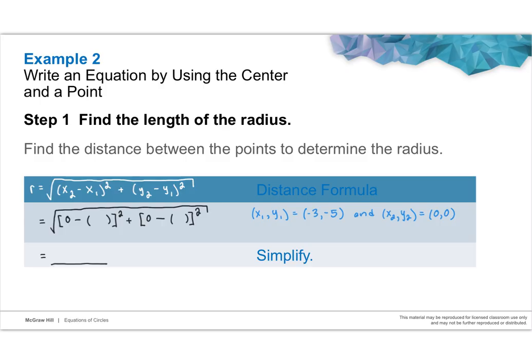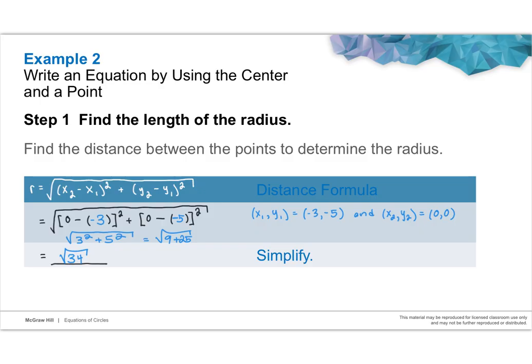So I'm going to put in 0 minus -3, and then 0 minus -5. And each of those is going to be squared. So we would have the square root of, with a little intermediate step here, +3 squared, and +5 squared. And so that is going to come out to be the square root of 34, right? Because that's the square root of 9 plus 25, or the square root of 34. So the radius length we're going to keep as a radical. It's the square root of 34.